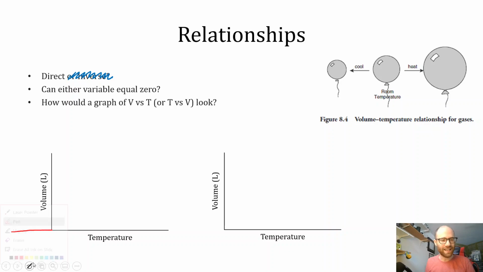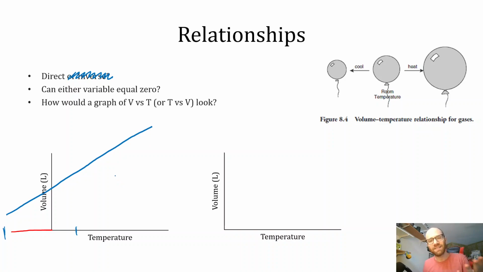I'm going to extend that line really quick because we had a situation where we were at, say, 20 Celsius, and then we cooled it down to negative 200. And so our volume temperature graph would look something like this, I guess. As one goes up, the other goes up. Direct relationship. Right now we have a positive slope. But can either variable be zero? Well, we established that it's not really possible for volume to go negative. That can't happen. Not allowed here.